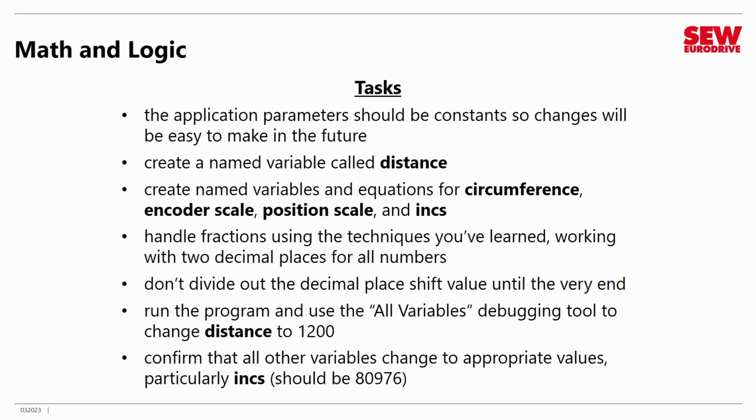Now, once you've coded that, run the program, and it's just going to run over and over and over and do that math constantly. Pop up the All Variables debugging tool, find distance, change it to 1200. And that will force it then to compute based on a distance of 1200 millimeters. And then using the All Variables window, you can look at the other variables and make sure they change to appropriate values, particularly increments, which should change to 80,976 or something pretty close. If you code it slightly different, you might get a slightly different number, but you should be pretty close.